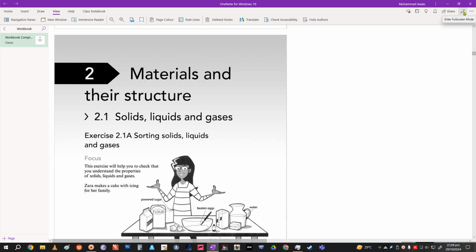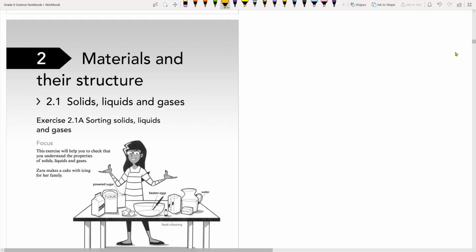Hello kids, today I will be giving the solution for the grade 6 science workbook, which is the Cambridge Lower Secondary, right? Now this is unit 2, which discusses the material and their structures, right? So we're going to go straight into this.